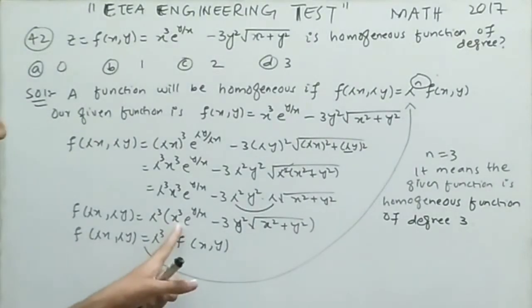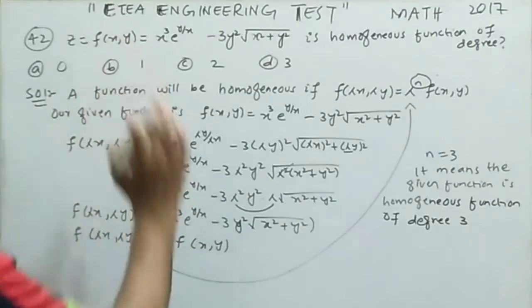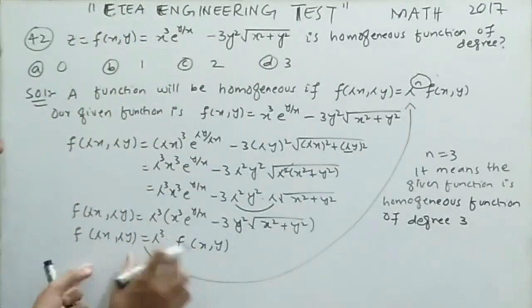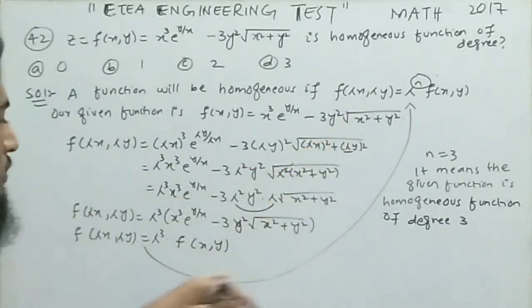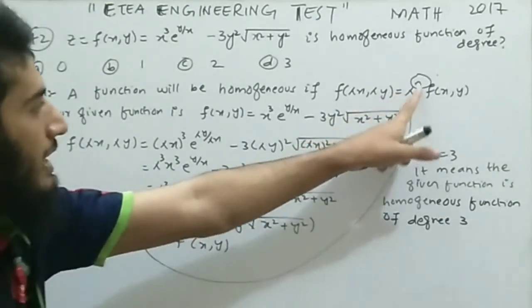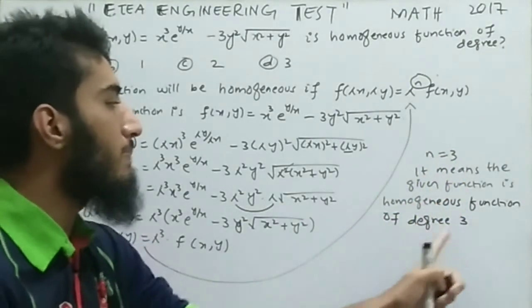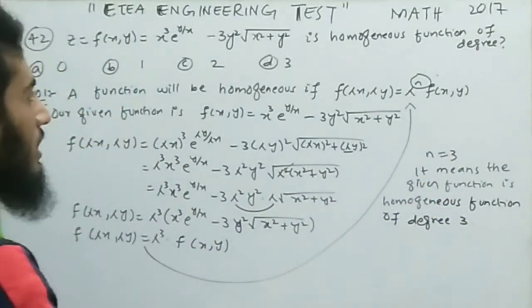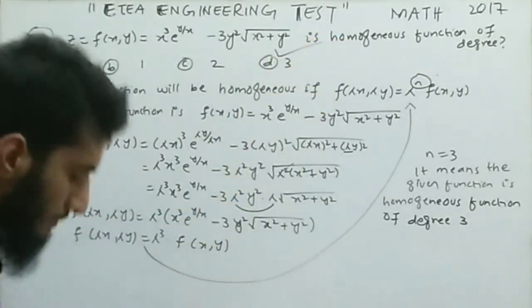Now this is actually x cube e power y by x minus 3y square under the root of x square plus y square. This is actually the original function f of x, y. Now comparing this with the standard form of the homogeneous function f of lambda x, lambda y, here the lambda power is 3. So comparing with lambda power n, it means that n is equal to 3. So the given function is a homogeneous function of degree 3. So the correct option for this MCQ number 42 is option D.